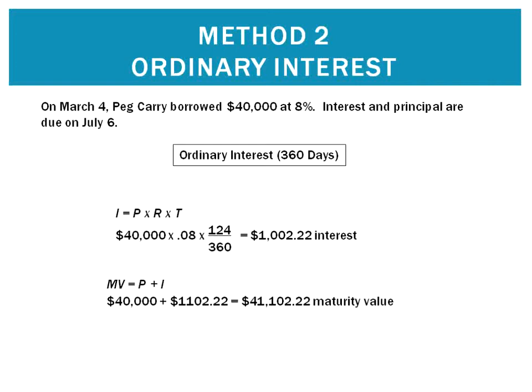So same thing, same date, March 4th, borrowed $40,000 at 8%. Interest and principal are due on July 6th. Ordinary interest, 360 days. Same formula, interest is equal to principal times rate times time. So your principal is $40,000 times 0.08, it's 8%, move the decimal 2 places to the left, times 124, same number of days, divided by 360. And now you get $1,102.22.